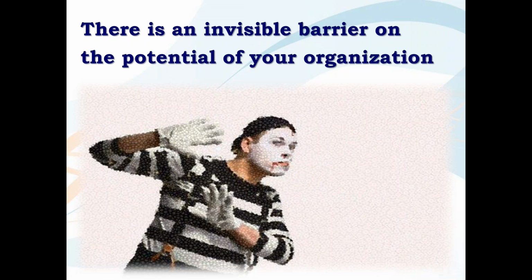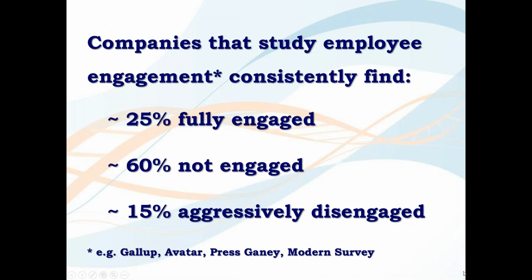And I want to point out what you already know, and that is there is an invisible barrier on the performance potential of your organization. And that barrier is the attitudes, the behaviors, the self-talk, the self-image, the self-esteem of the people who work there. And that's what we really get at with invisible architecture.